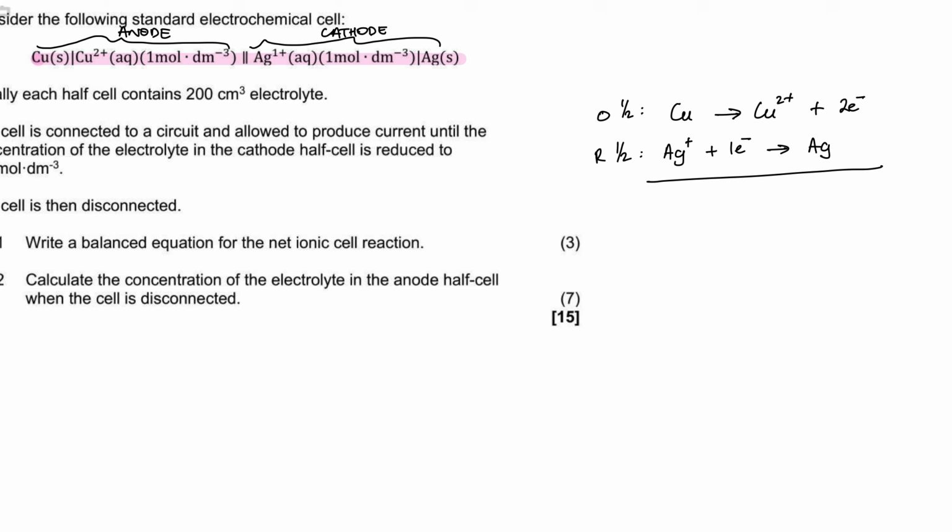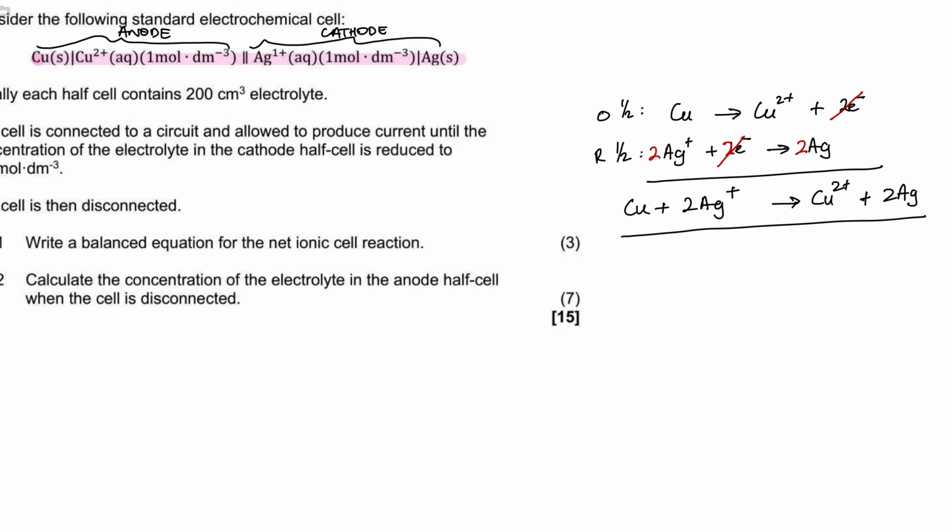Now, to get the net ionic cell reaction, we need to ensure that the number of electrons on either side is balanced. As we can see here, there's 1 electron, and here there's 2. So we can multiply the second reaction by 2 to balance the electrons. Now that they're balanced, we can join them. The 2 electrons will disappear because they appear on both sides, and we can write down what's left. So we have our arrow. We're going to have Cu plus 2Ag+, and that's going to give us Cu2+ plus 2Ag.